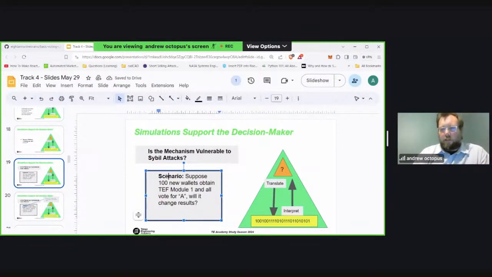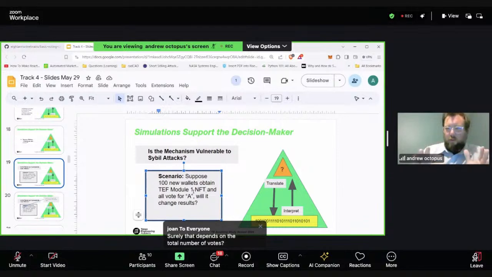So I'm going to translate this to: suppose there are 100 new wallets that obtain the TEE Fundamentals Module 1 NFT, and all of these people are A fans. They all just want to vote for candidate A. Will this change the results? And I can ask this about any mechanism that we're looking at. So I would design an experiment in Jupyter Notebook that allows me to answer this.